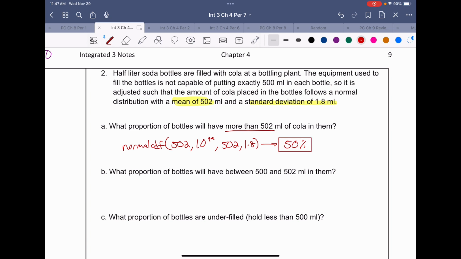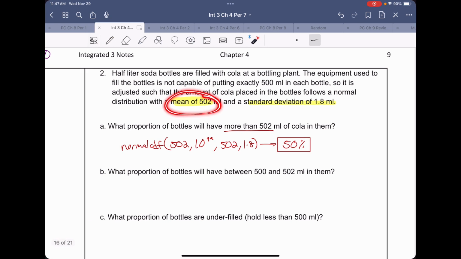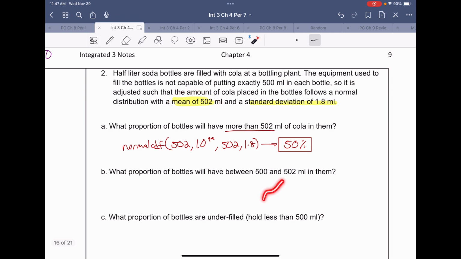50% because that is the mean. The mean is in the middle of your bell curve. So more than is going to be half. So would less than, by the way.